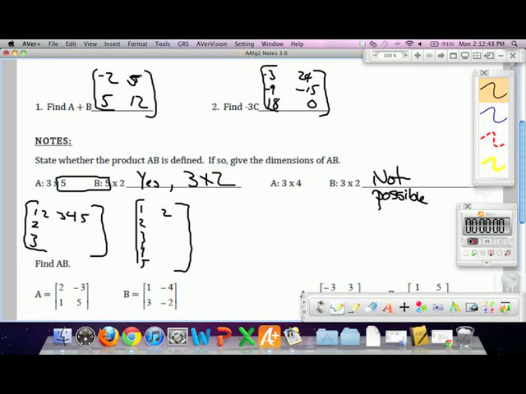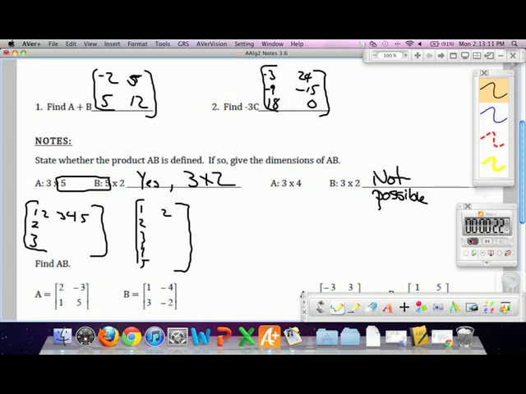This is just not possible to multiply the matrices together. What if you have the outside numbers the same as the middle numbers? Good question. What if the outside numbers are the same but the middle numbers are different? You can't multiply them together. You could multiply them in the reverse order.